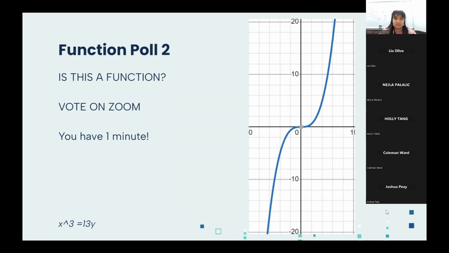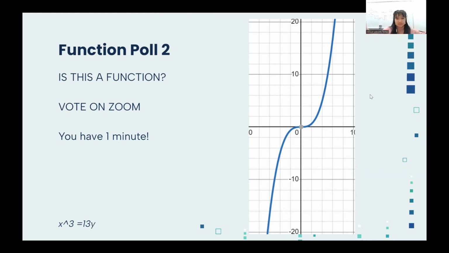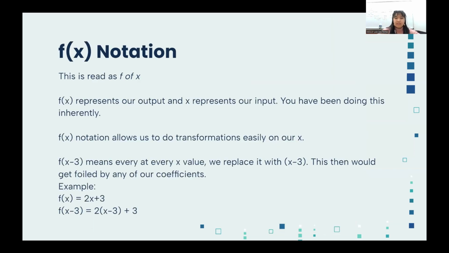All right. So everyone seems to agree that this is a function. You guys are correct. So it passes that vertical line test at every single point. We only have one Y value. Fantastic. So really quickly, we're going to go over f of x notation.